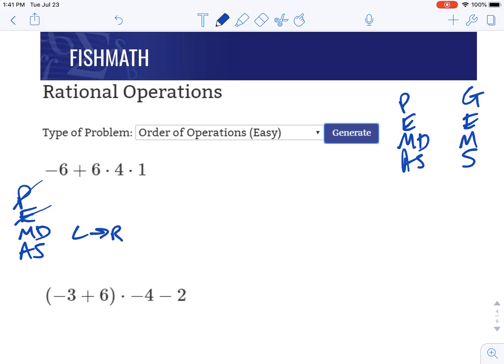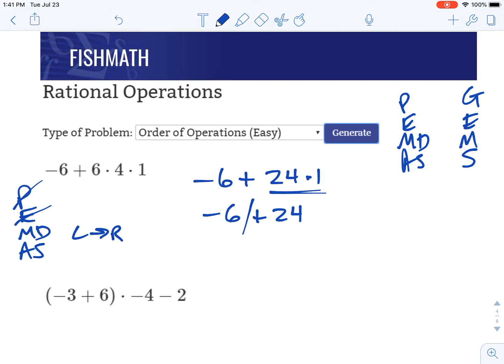So we're going to look for multiplying and dividing, and we're going to do that left to right. It's not always multiplying first. It's whatever comes up first, left to right. So the -6 plus 6, we're not going to do that first because that would be adding first, and we can't do that first. That comes last. So the -6 will still be there, plus 6 times 4 we'll do first, and then the times 1. So 6 times 4 is 24 times 1. Then again, we've got some multiplying to do, so -6 plus 24, since 24 times 1, of course, is just 24.